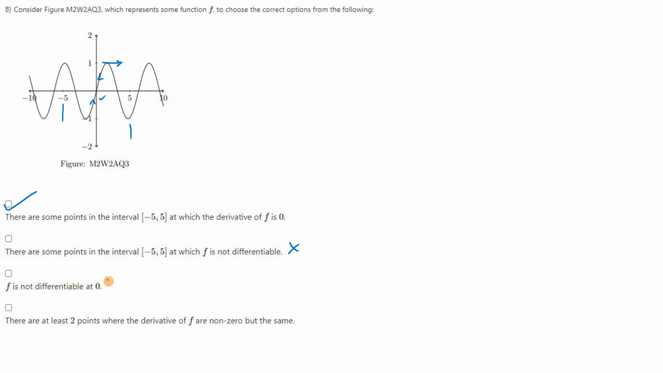There are at least 2 points where the derivatives of f are non-zero but the same. Okay, observe this point here and also this point. These two tangents will be parallel, right? So this option is also true.